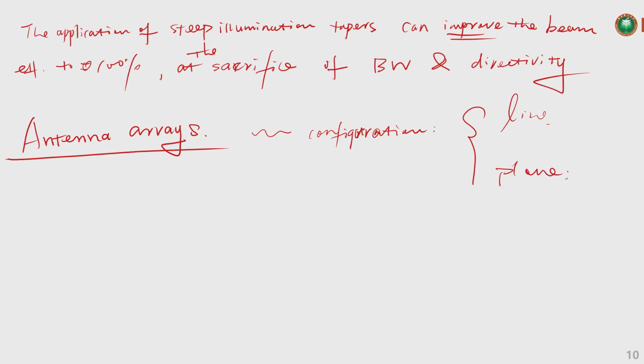So there are two kinds of configurations. For the line, it should be a straight line. For the plane, it can be, for example, a flat plane or a circular plane, something like that. And for this configuration, we first need to consider the radiation from each element. For example, it has several kinds of elements. We first consider one element, for example, the element I.